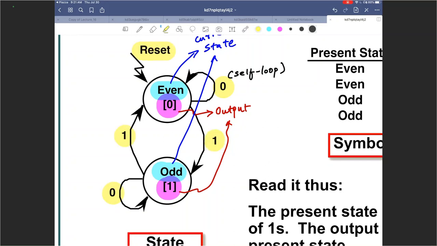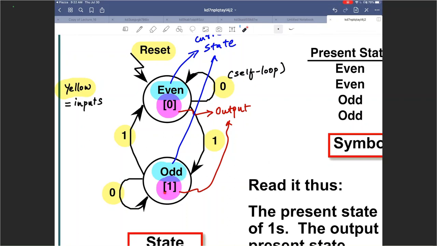Actually, reset is also an input. The yellow highlights are the inputs. So if you are in even state and you keep getting zeros, you will stay in the even state. That's the self loop there. But if you are in even state and you get a one, you will go to the odd state. There have to be two arrows coming out of each state, because there are only two possibilities for the new input: it could be a zero, it could be a one. If it is zero, you stay at the even state. If it is one, you come to the odd state.